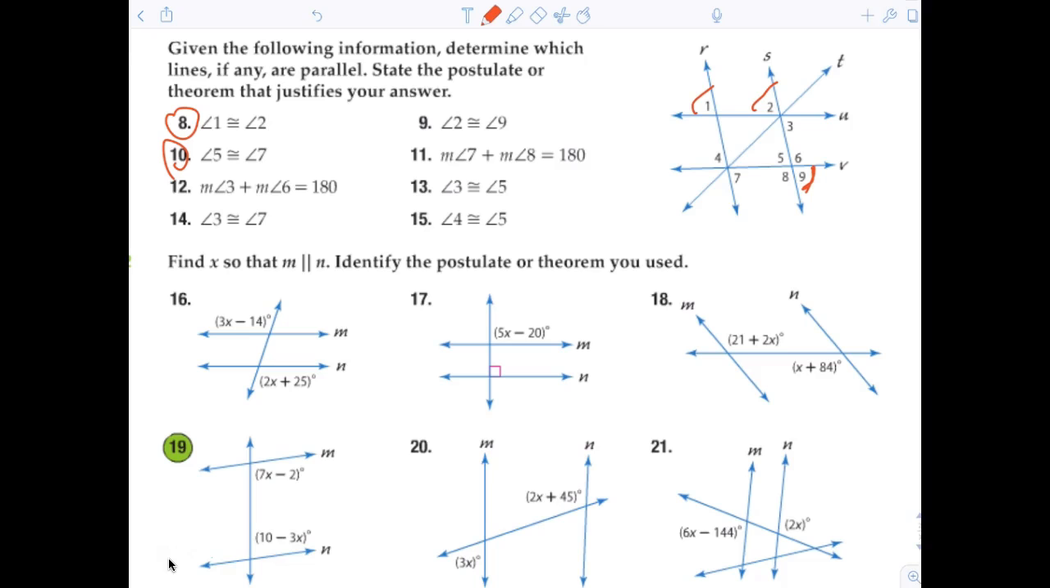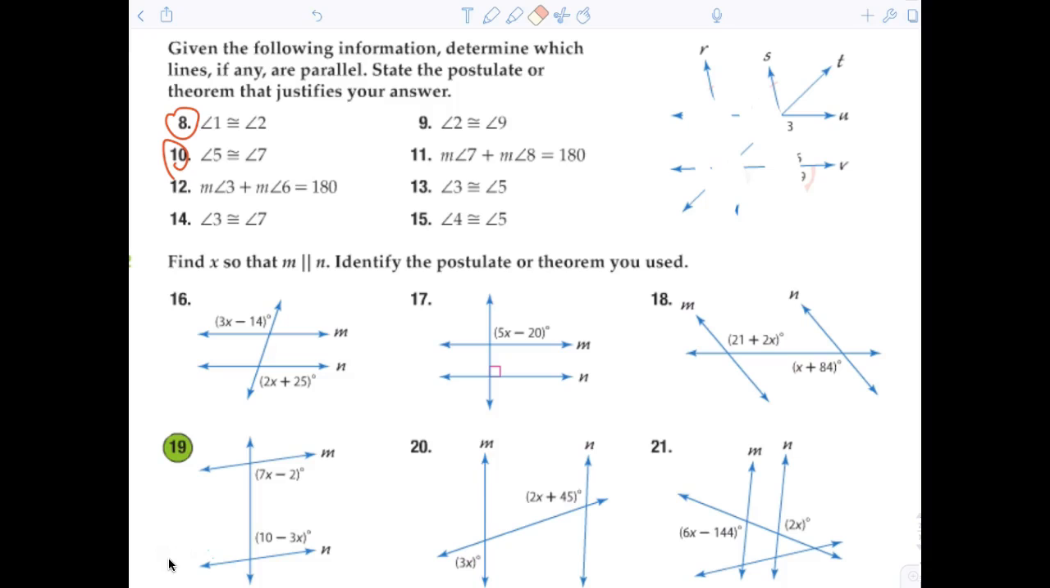Now that I've discussed 5 and 7, I'm just going to highlight it again. There's 7 and there's 5. Those are the two angles. Those are alternate interior angles. So what lines would be parallel? R and S. All right, I feel like you're getting it. All right, let me check it out.